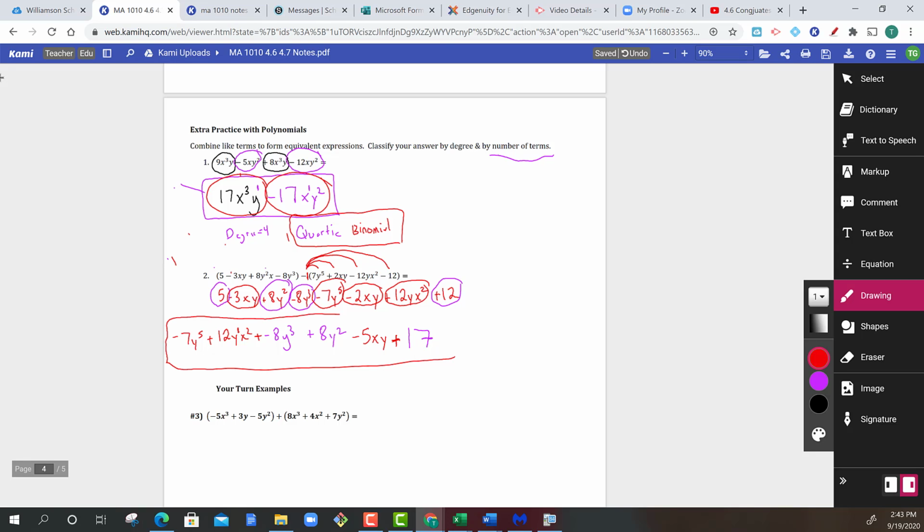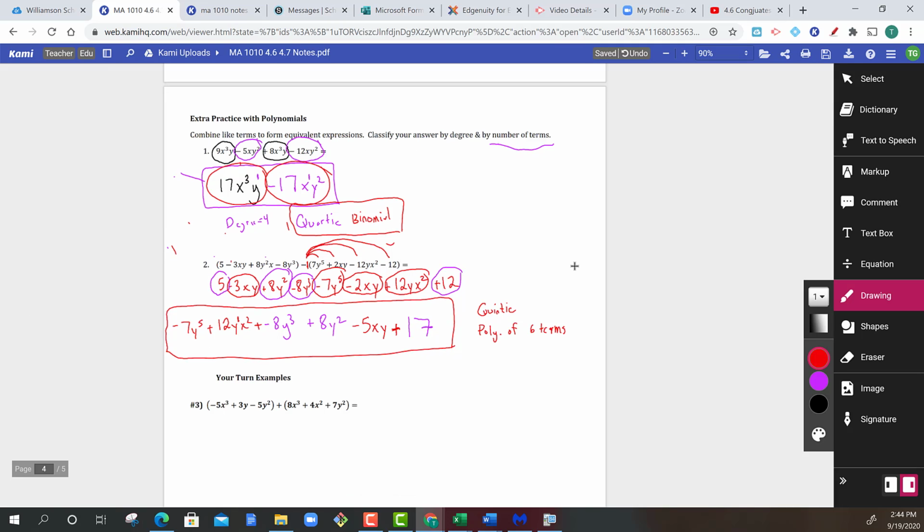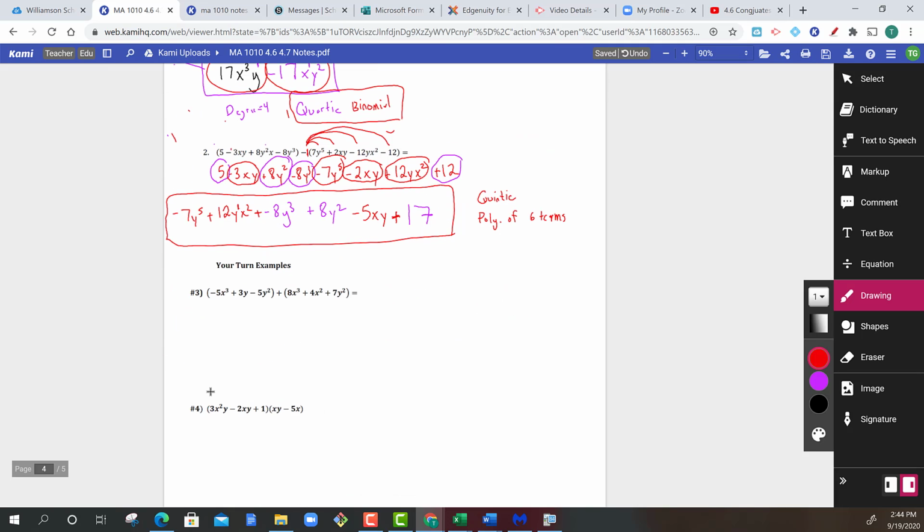There's really not many like terms in this problem. It is a quintic, because the biggest exponent, or sum of exponents, is 5. And there are 6 terms. So it's a quintic polynomial of 6 terms. Pause the video and try the 2 you-turns. You'll notice one of those you-turns is multiplication. So remember, when you multiply variables, you add the exponents.